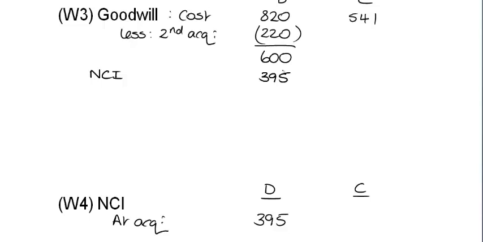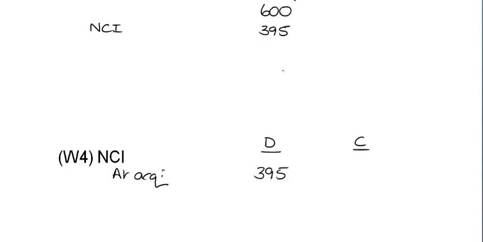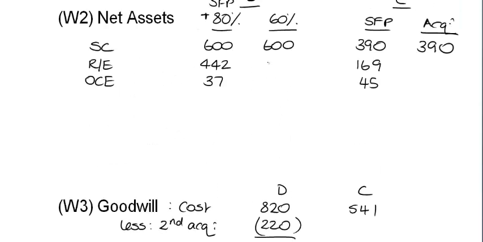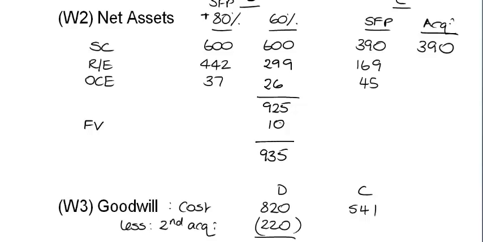Traveller wishes to use the full goodwill method. On the 1st of December X0, the fair value of the net assets was 935 and retained earnings were 299. So let's go up to our goodwill calculation, and we've got 299 as retained earnings. We know that the grand total comes to 935. We're also told that OCE is 26. If I add those three together, that gives me a figure of 925. So my fair value adjustment is 10 million.